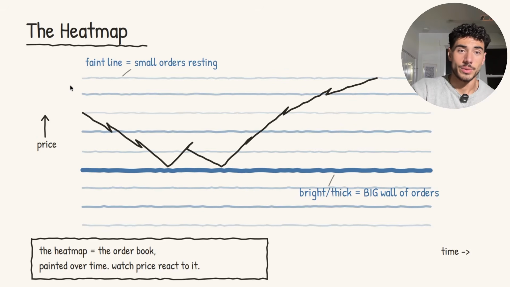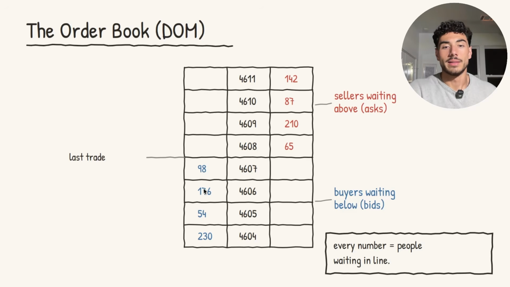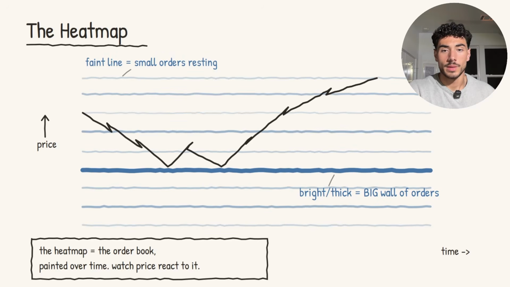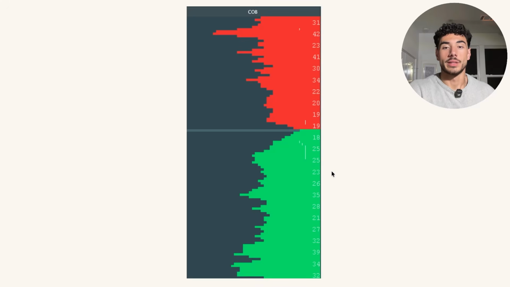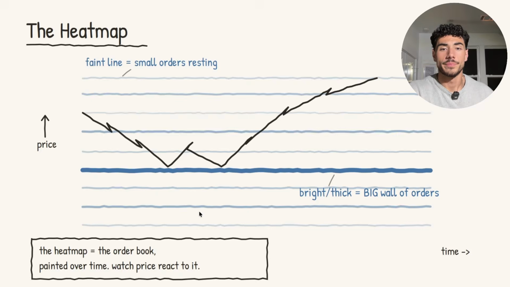Now, next we have the heat map, okay? So we kind of know what these blue lines are now. We know that the price moving around is like a line. And then, for example, when each of these lines, like right here, gets thicker and darker in color, that means that there's more orders sitting there. For example, this 230 would be a lot thicker than this 54. It would be a lot darker and thicker. And you'll be able to tell, okay?